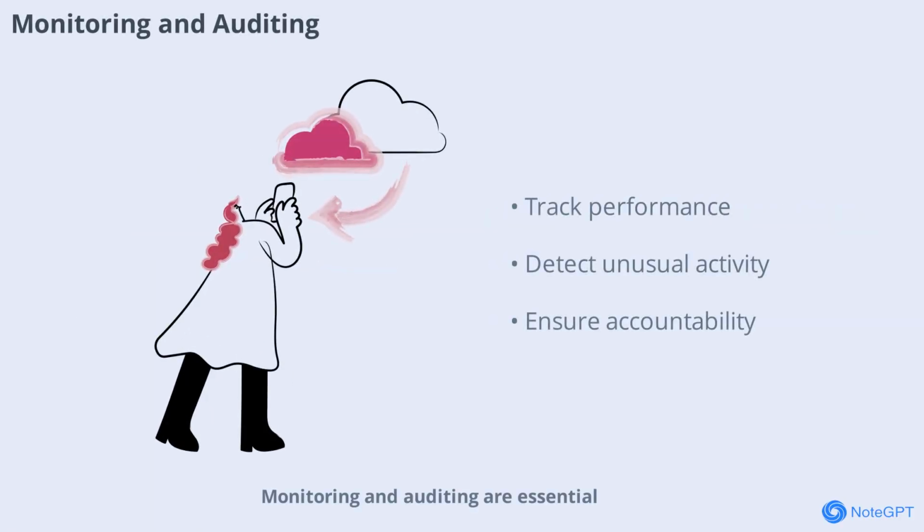Monitoring and auditing are essential for maintaining database security and compliance. Monitoring tools track performance, detect unusual activity, and alert administrators to potential problems. Auditing keeps a record of who accessed or changed data, helping organizations meet regulatory requirements. Together, these practices protect your data and ensure accountability. Next, we'll look at the future of database management and emerging trends.